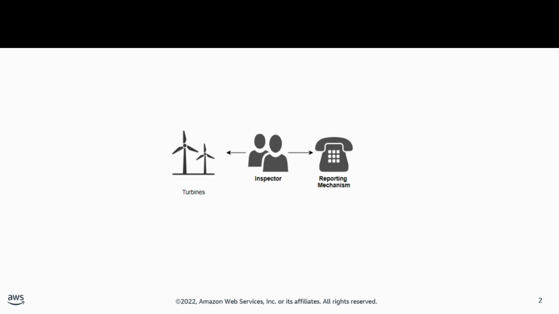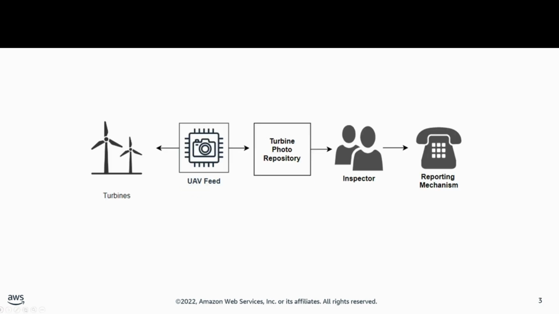Now, for all of these reasons, many organizations have started integrating or completely using drones to do their turbine inspections. This is great, right? There's a lot of benefits to using drones. You can see from this architecture that it's a pretty similar approach. You just have the turbines, then you have a drone that is either set up to automatically take off and do these inspections, or you have a pilot that comes on site, flies the drone, takes pictures, and then those pictures are fed into a turbine photo repository. And then an inspector looks at those photos, determines if there's something wrong, and then again, uses a reporting mechanism to alert.